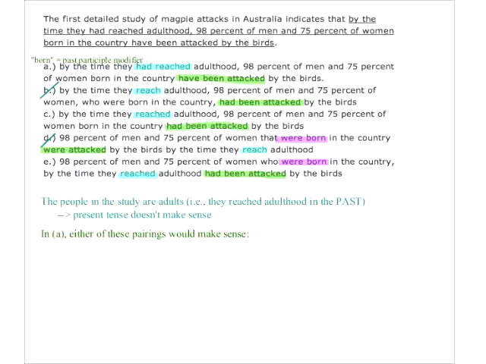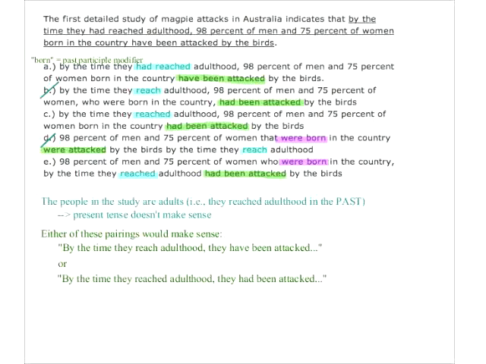Either you could say, well, the question's in the text box. I'll try to get to it in a second. You could say, by the time they reach adulthood, they have been attacked. Or, and in fact, this isn't just in A, this is in general, either of the following pairings would make sense. Or you could say, by the time they reached adulthood, they had been attacked.